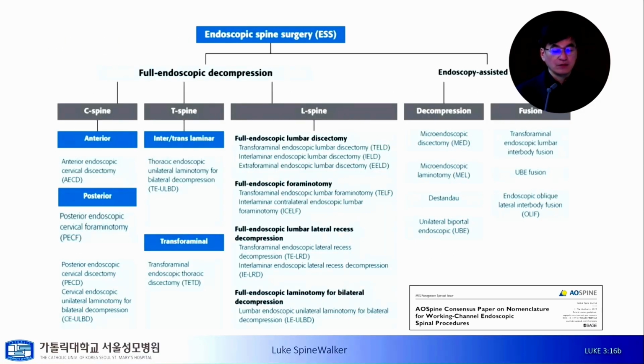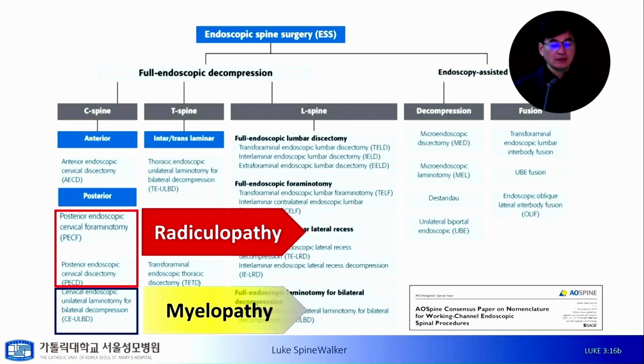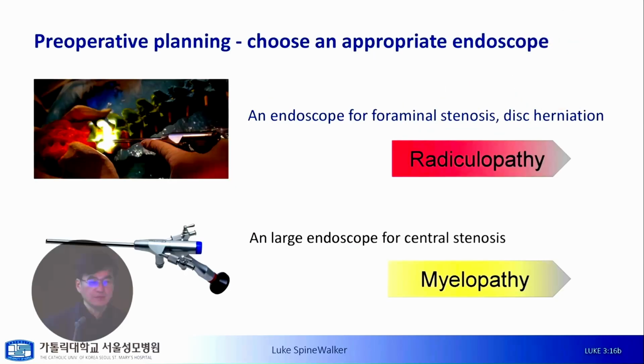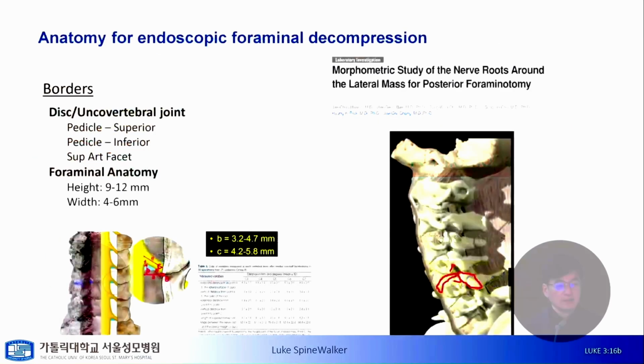This is the nomenclature of endoscopic spine surgery. You can find the cervical part, myelopathy, radiculopathy, right? I'm going to focus on radiculopathy, treating with foraminotomy and discectomy. Choosing the appropriate endoscope is also important in radiculopathy. I think the regular discoscope doesn't help, but if you want to decompress the canal and a wide range of the foraminal stenosis, a big scope is going to be better, I think.